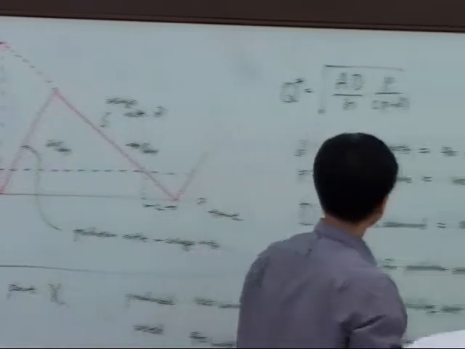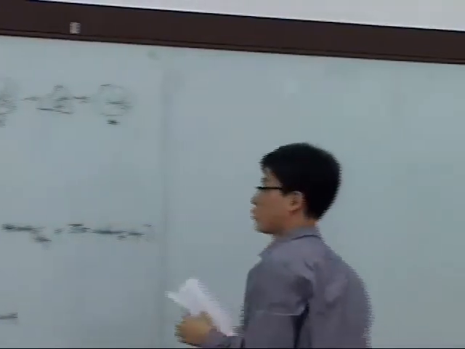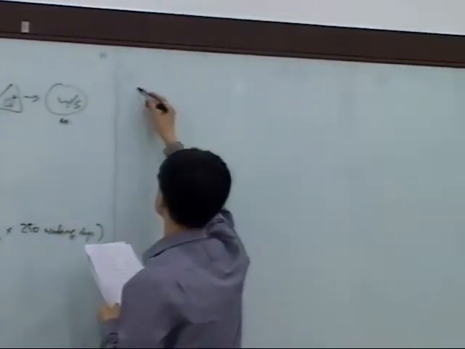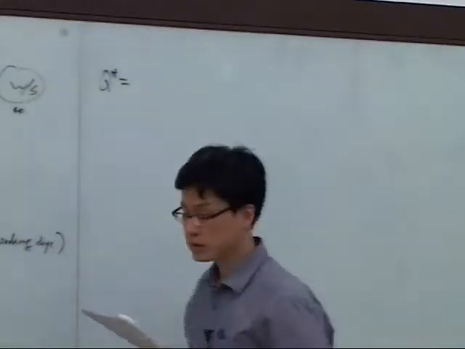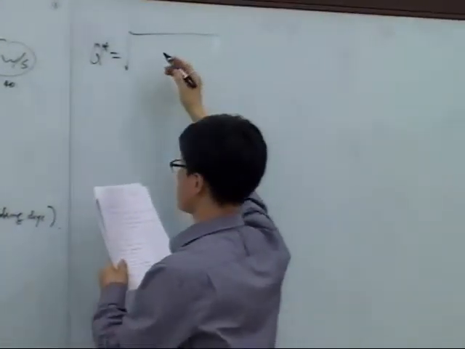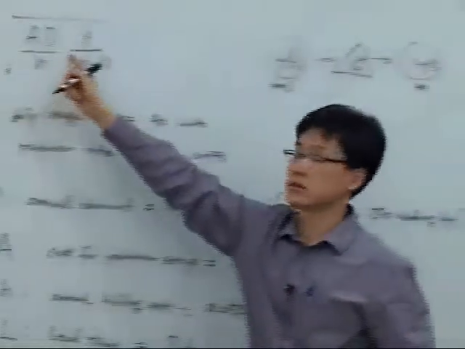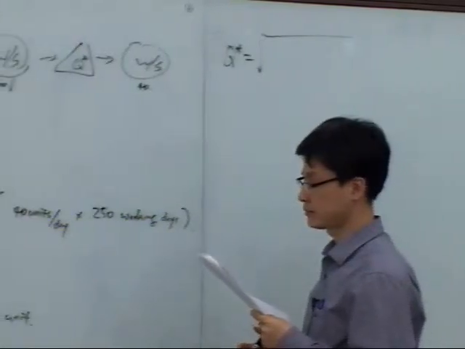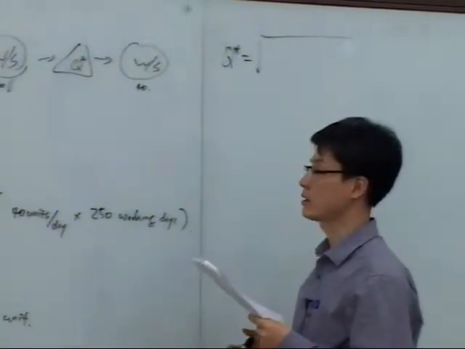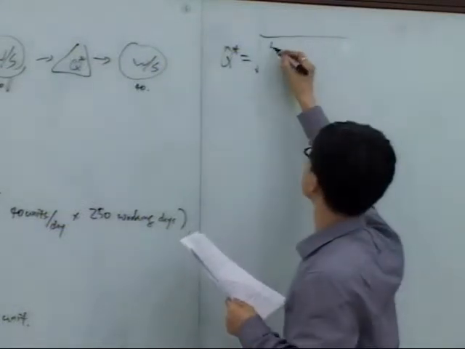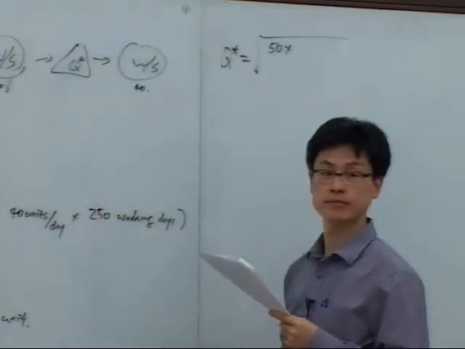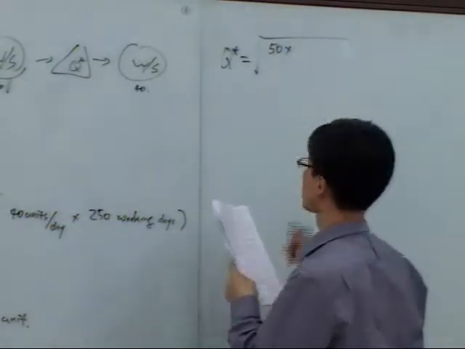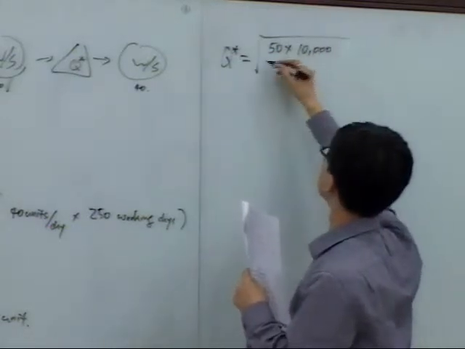Okay. Based on this equation, when we are in this kind of system, this Q star, the economic order quantity, is exactly like this. A times D. What's A? What's D? What's H?